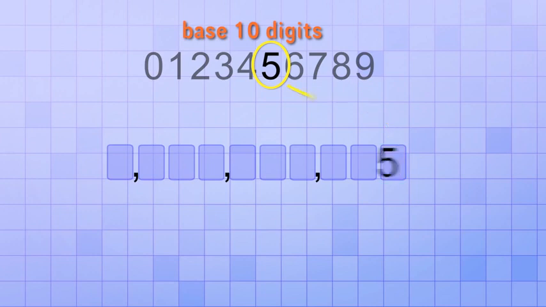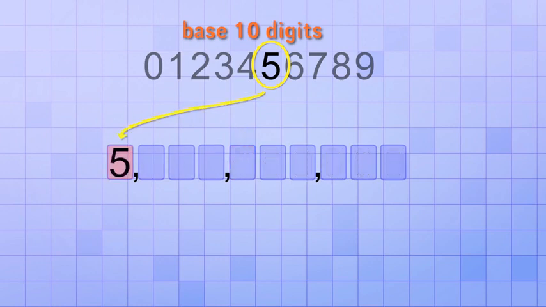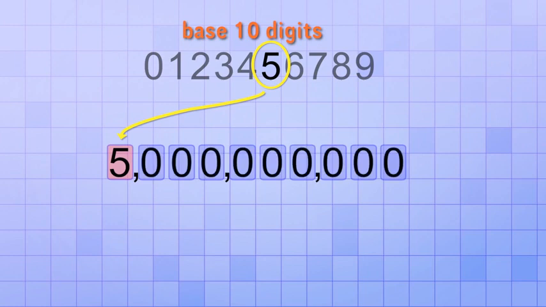But if a 5 is in the tens place, then it means 50. And if a 5 is in the hundreds place, it means 500. And it's the same for bigger number places. A 5 in the 100,000s place means 500,000. And a 5 in the billions place means 5 billion. See how a digit's place affects its value?